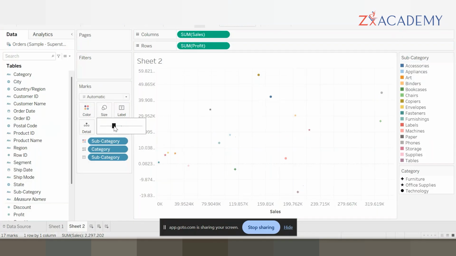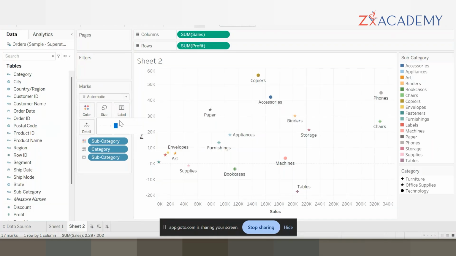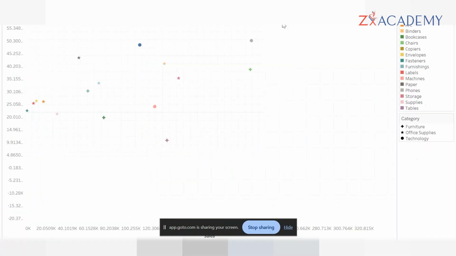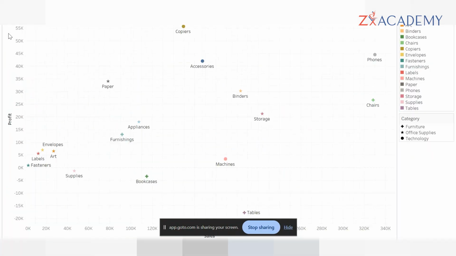I can slightly resize this. Now what happens here is, when you see the phones and the chairs, they are the top leaders in the sales. But when it comes to profit, chairs have given me very low profit. Now, chairs belong to what? The plus sign is your furniture. It belongs to furniture.